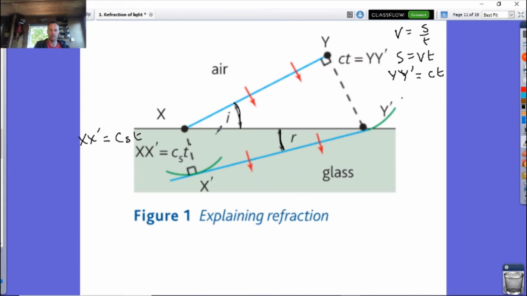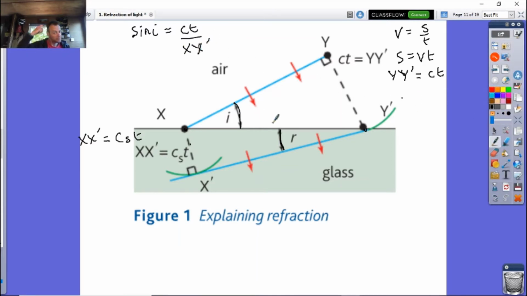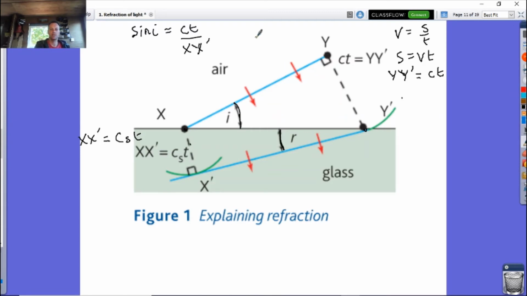Now what you've got then is a right-angled triangle here. We all know from trigonometry that sine i equals the opposite over the hypotenuse. So the opposite over here is going to be ct. Your hypotenuse is going to be from this point here to that point there, which is your XY dash. That means, by rearranging this equation, ct is equal to sine i times XY dash.